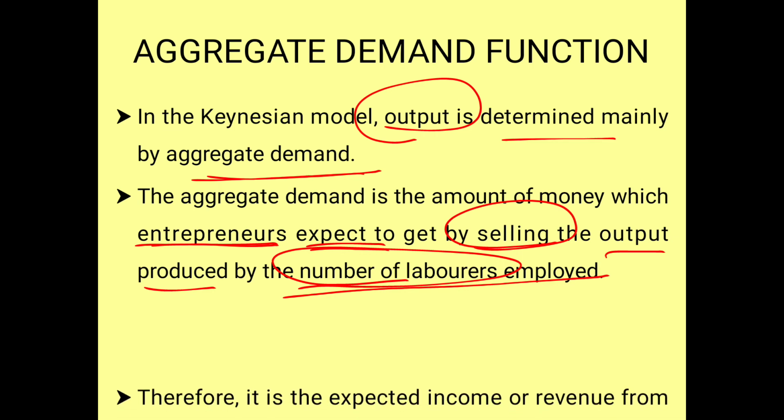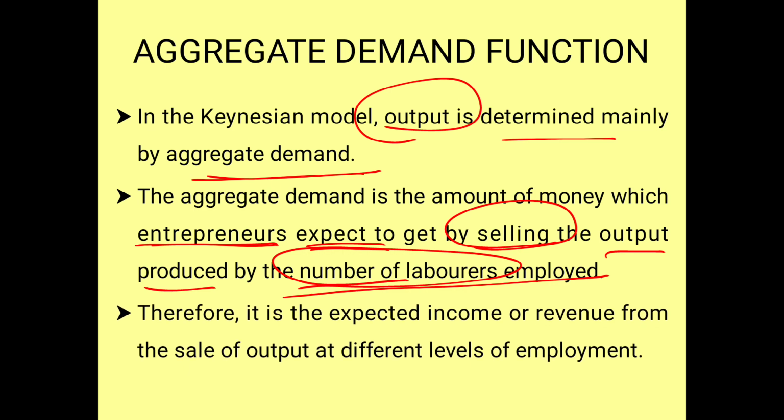Therefore, it is the expected revenue from the sale of output at different levels of employment. So what is the businessman expecting? The revenue, that is the income by selling the output, at different levels of employment.